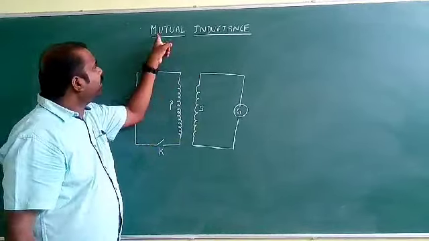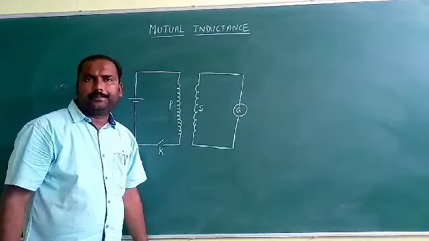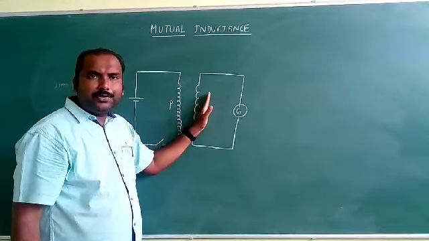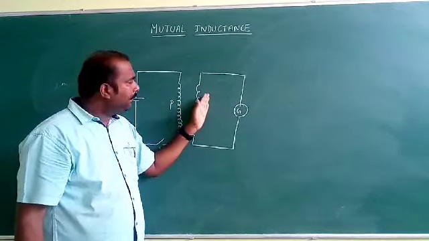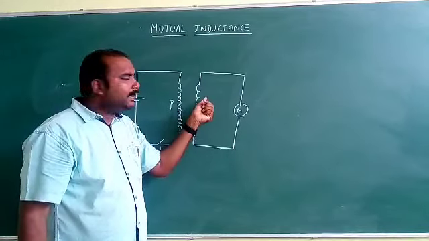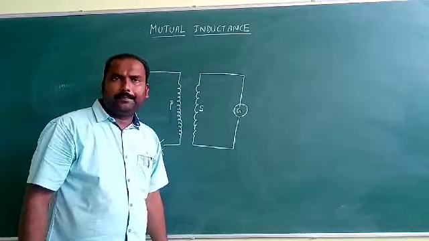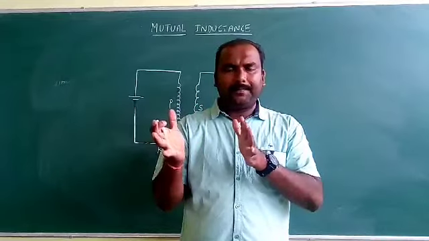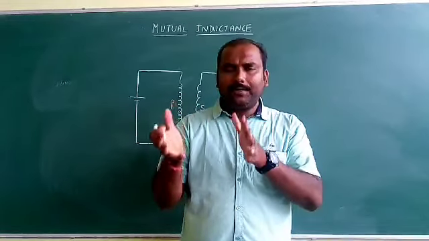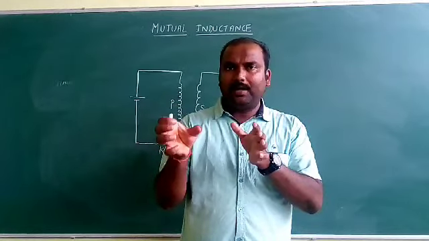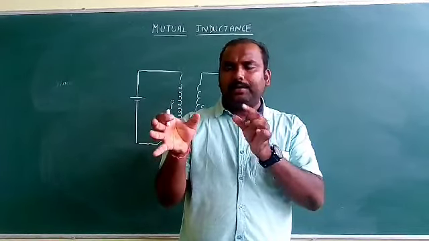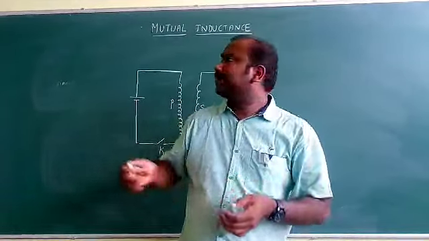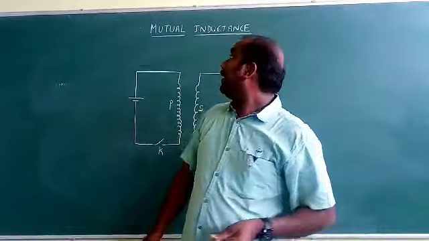Now, what is the meaning of mutual inductance? Induced EMF is produced in the secondary coil due to change of current in the nearby coil. That means if two coils are placed side by side, in one of the coils EMF is produced. How is the EMF produced? Due to change of current in the nearby coil. This process we call mutual induction.